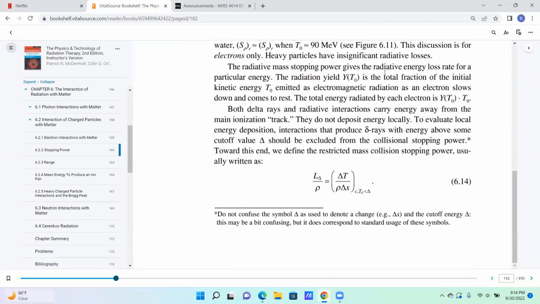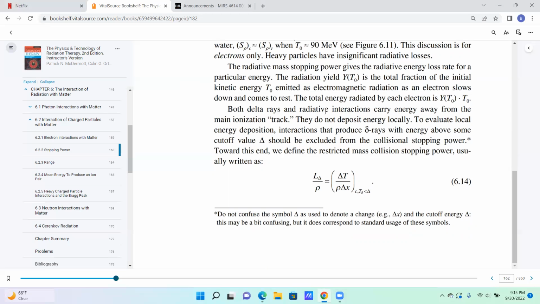The radiative mass stopping power gives a radiative energy loss rate for a particular energy. The radiative yield is the total fraction of the initial kinetic energy emitted as electromagnetic radiation as an electron slows down and comes to rest. Total energy radiated by each electron is this product. I'm not so worried about you being able to work through too much of the theory here, but you do need to be presented with it in order to be able to kind of see what's going on.